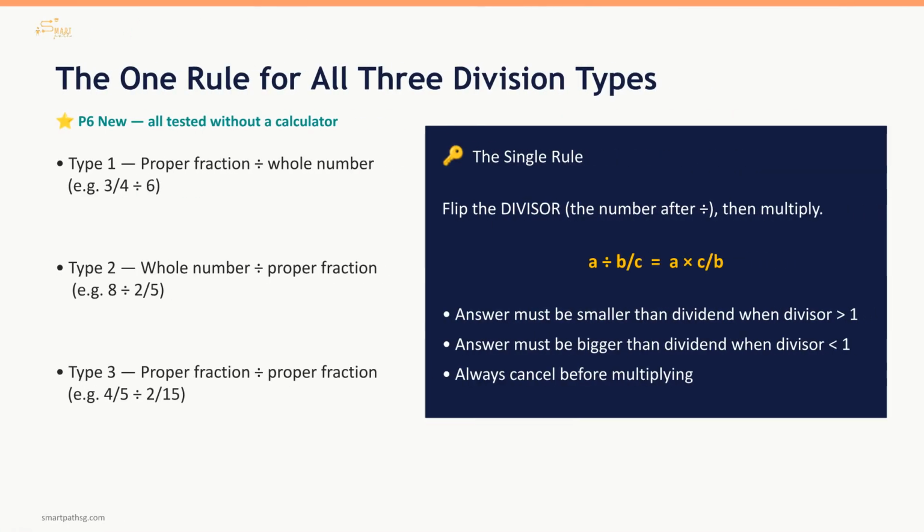Now let's move on to fractions division. Remember one single rule. Flip the divisor, then multiply. The divisor is the number that comes after the division sign. For sense checking, when dividing by a number greater than 1, the answer must be smaller than the starting number. When dividing by a number smaller than 1, the answer must be bigger than the starting number. Again, always cancel before multiplying to keep numbers small.